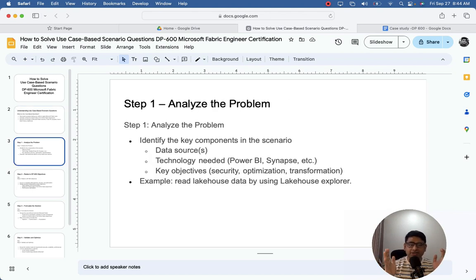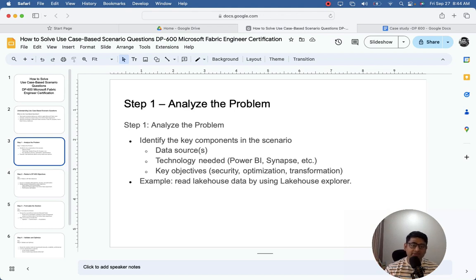Now step one to solve this use case question is to analyze the problem. Don't try to read the question directly, just try to understand the initial scenario. Okay, what are the components that the question is being asked about? For example, what is the data source from where the data is coming in?